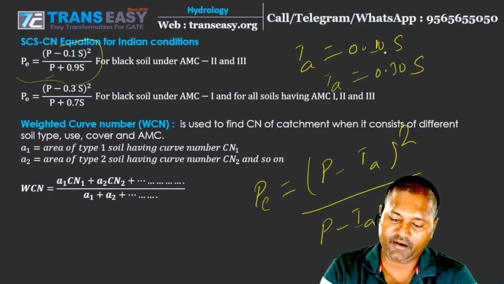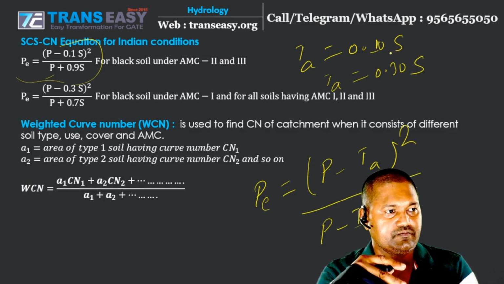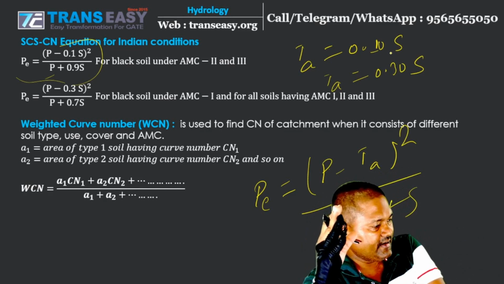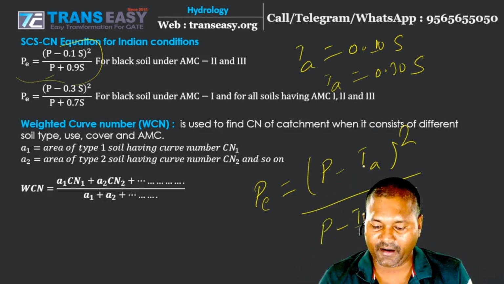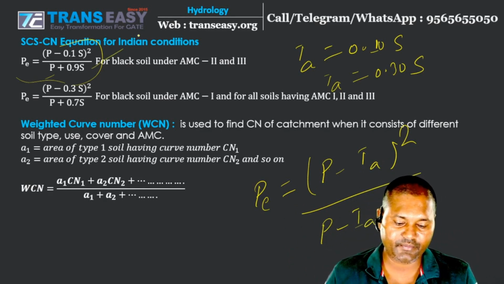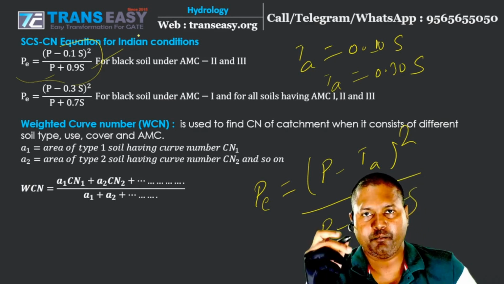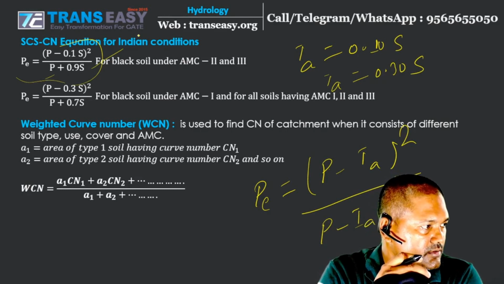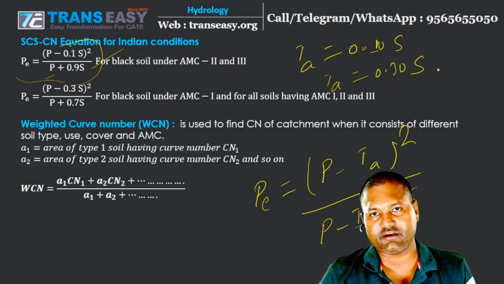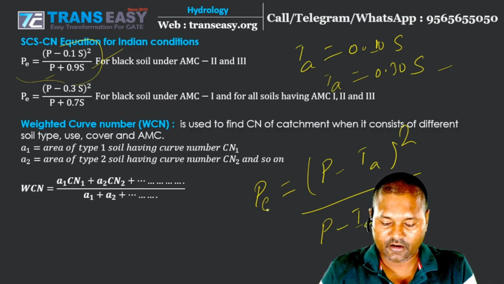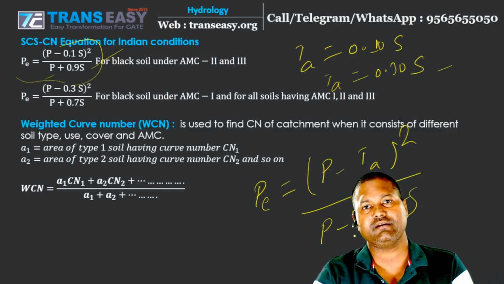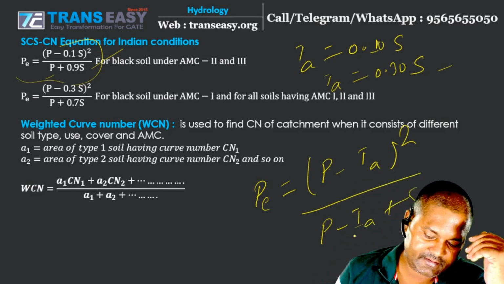If we put the value of IA 0.10 S for black soil under AMC condition 2 and 3 in Indian geographical boundary, so we'll get P minus 0.1 S whole square upon P plus 0.9 S. Okay. For black soil AMC1 and all other soil, IA is 30% of potential maximum retention. So Q becomes P minus 0.3 S whole square upon P plus 0.7 S. डन.